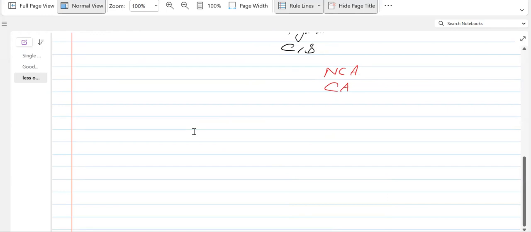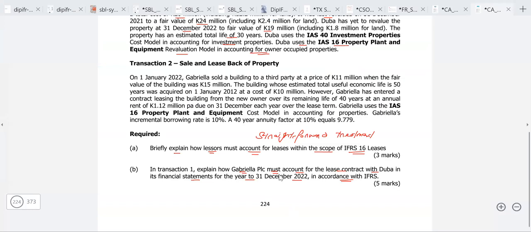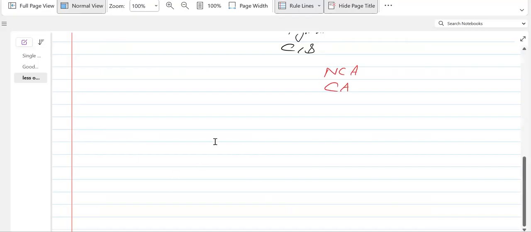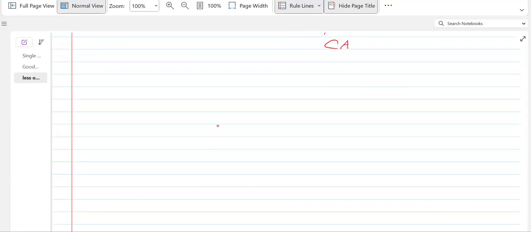Now we'll go to the requirement. All right, so now we are moving to requirement number B. It says in transaction number 1, explain how Gabriela PLC must account for the lease contract with Duba in its financial statements for the year to 31st December in accordance with IFRS. So Gabriela PLC, we know it's a lessee, and it's the accounting for lessee.